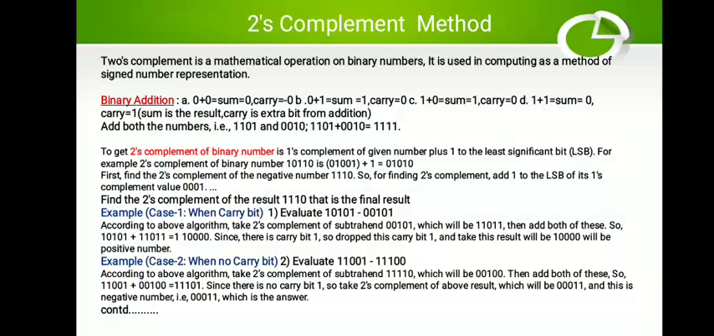Binary addition generally yields what? Sum and carry. So when you add 0 plus 0, you get sum and carry as 0. When you add 0 plus 1 or 1 plus 0, sum is equal to 1 and carry is equal to 0. But when you add 1 plus 1, it doesn't become 2. Sum is equal to 0, but there is a carry bit generated that is equal to 1. That carry is an extra bit.